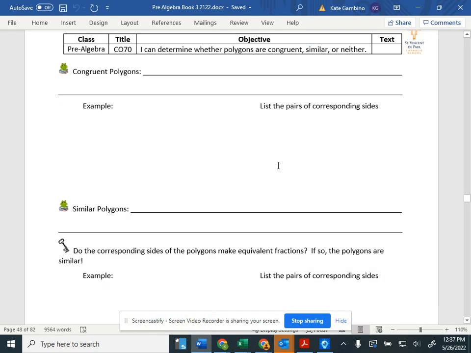Okay, there we go. Okay, so today we are doing our last objective of Unit 11, which means it is our last objective of the year. We are doing CO70. I can determine whether polygons are congruent or similar or neither. So congruent, similar, neither.